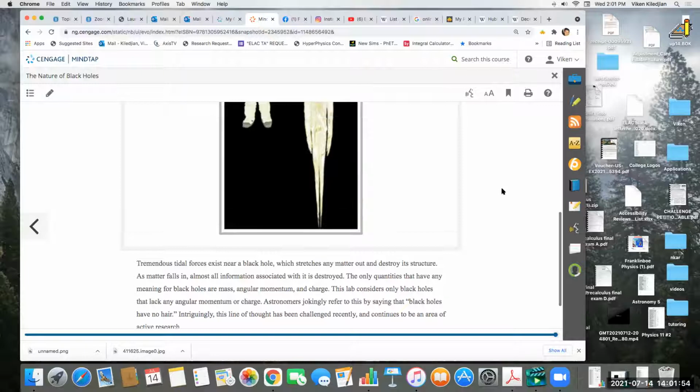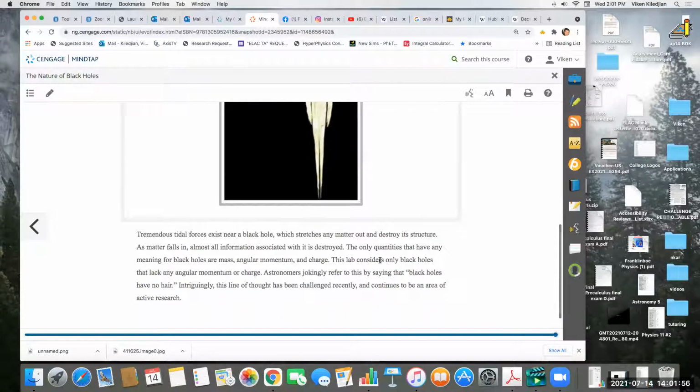That's kind of interesting. The lab considers only black holes that lack any angular momentum or charge. So we're not going to worry about charge or angular momentum for this kind of black holes. We're not going to worry about their angular momentums. Astronomers jokingly refer to this by saying that black holes have no hair. Intriguingly, this line of thought has been challenged recently and continues to be an area of active research.